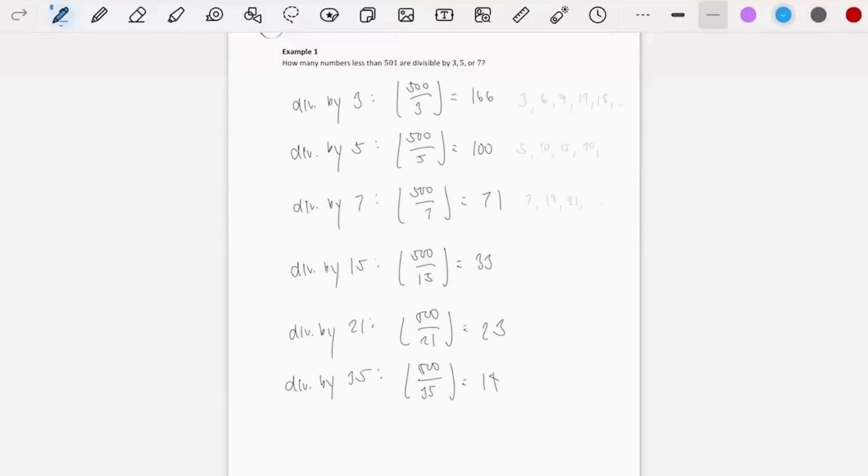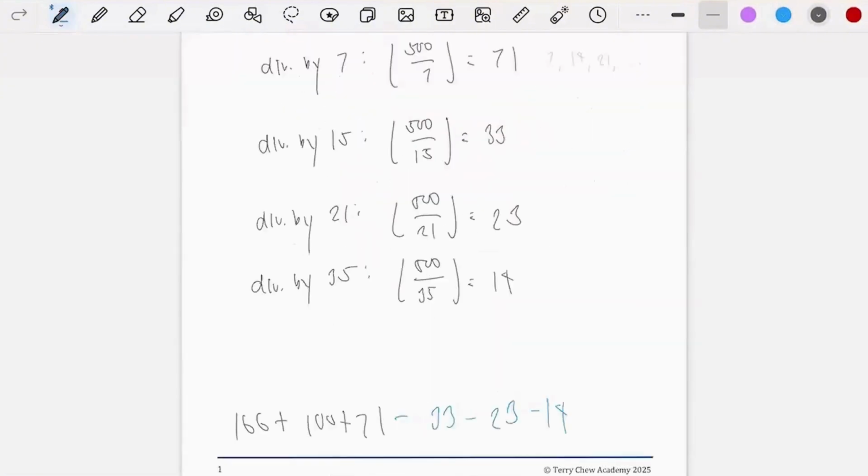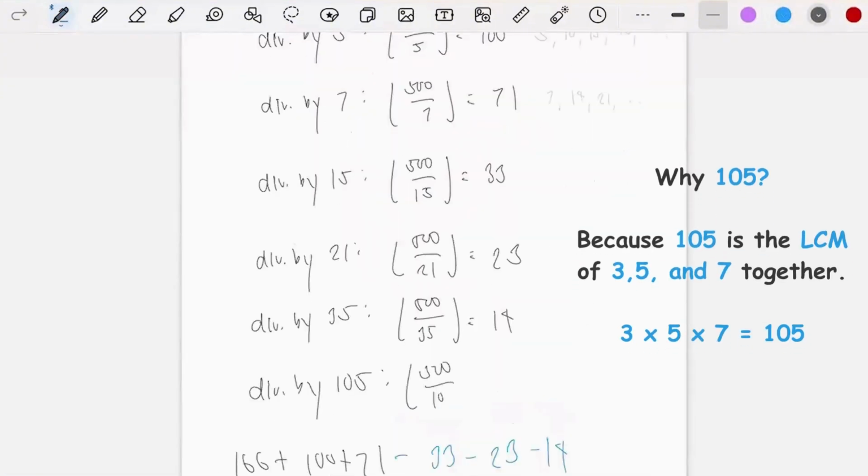This is not the right answer. We should also find the numbers that are divisible by 105, right? So 500 divided by 105, take the floor function, that's 4. Okay, I'll show you why we still have to add in 4.